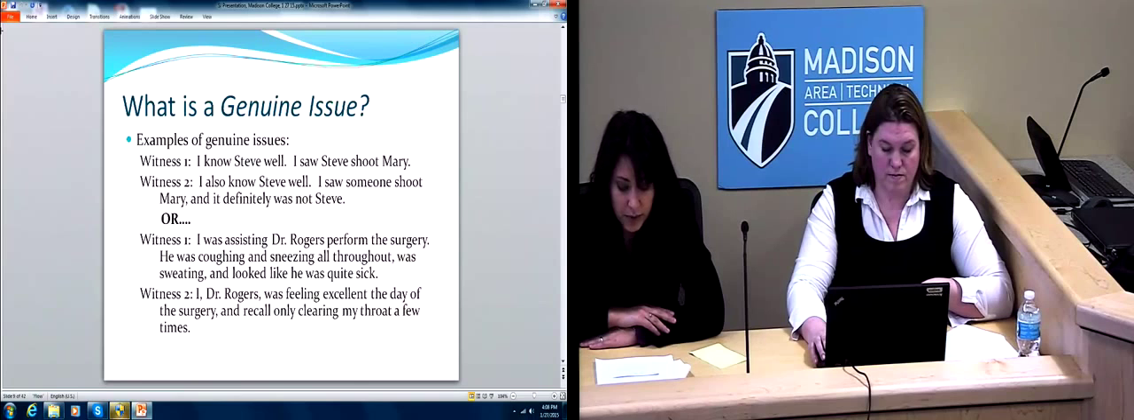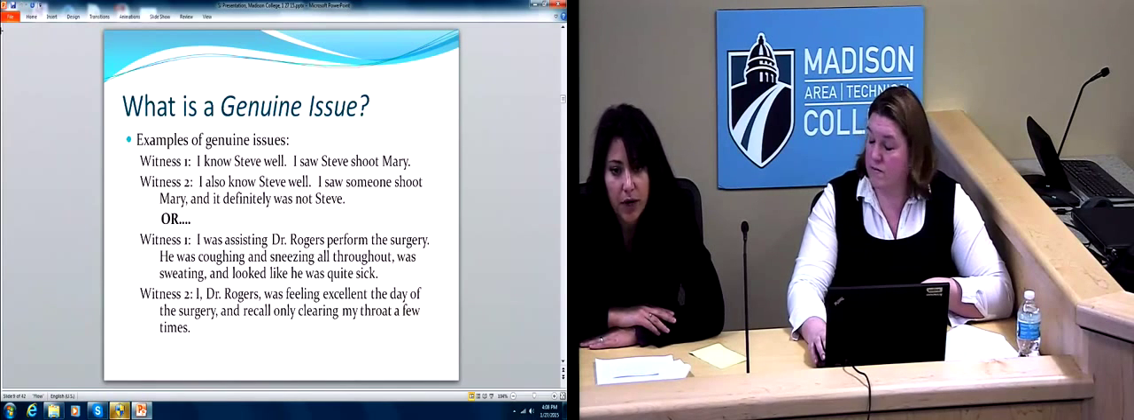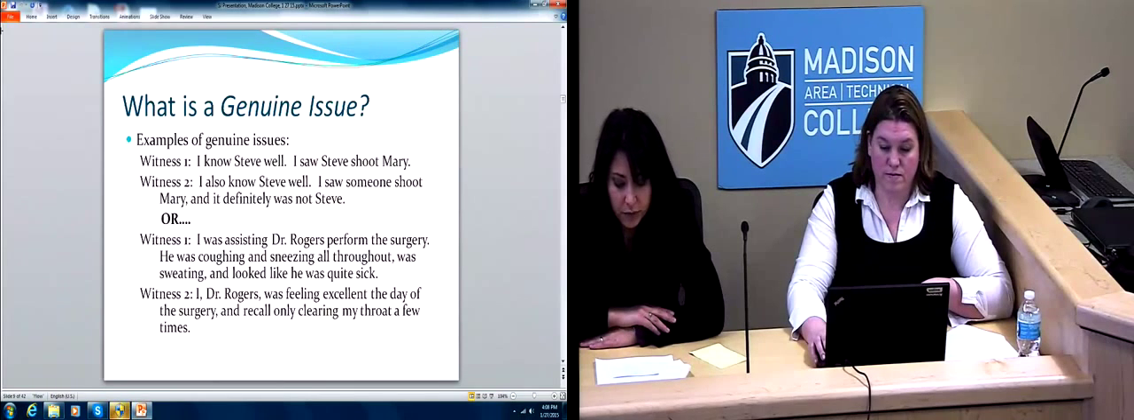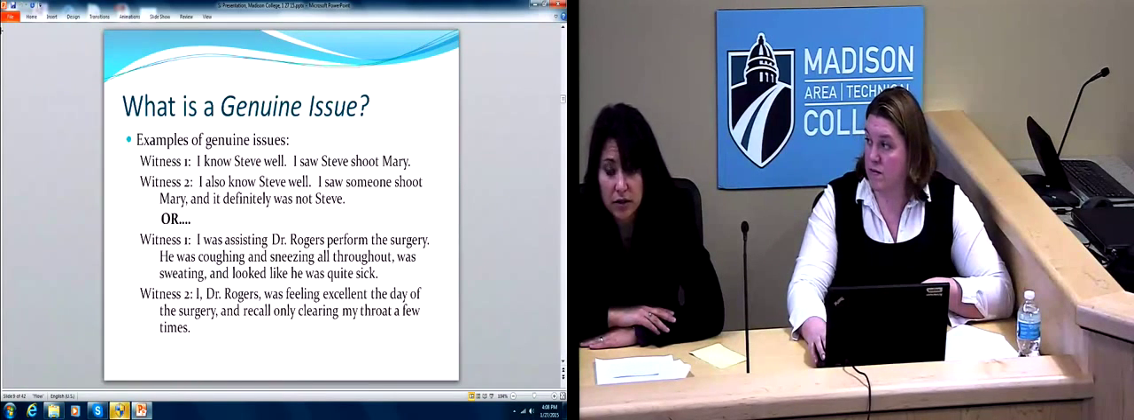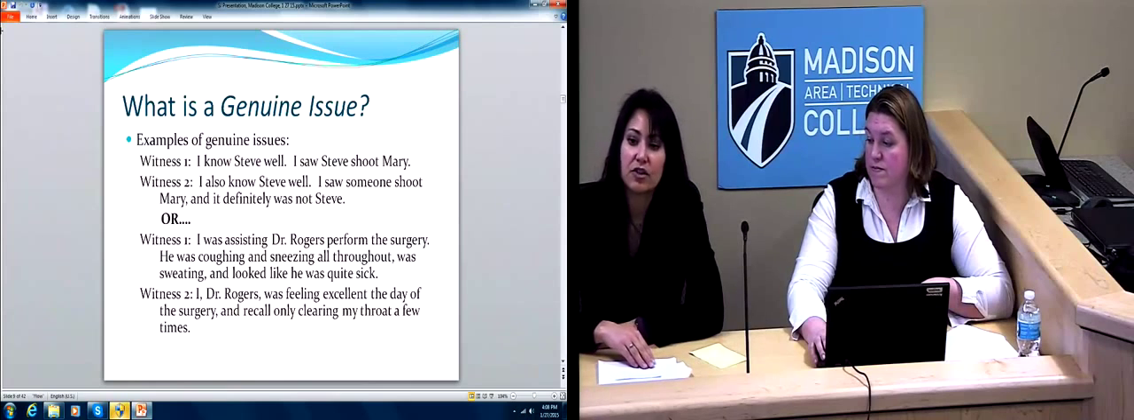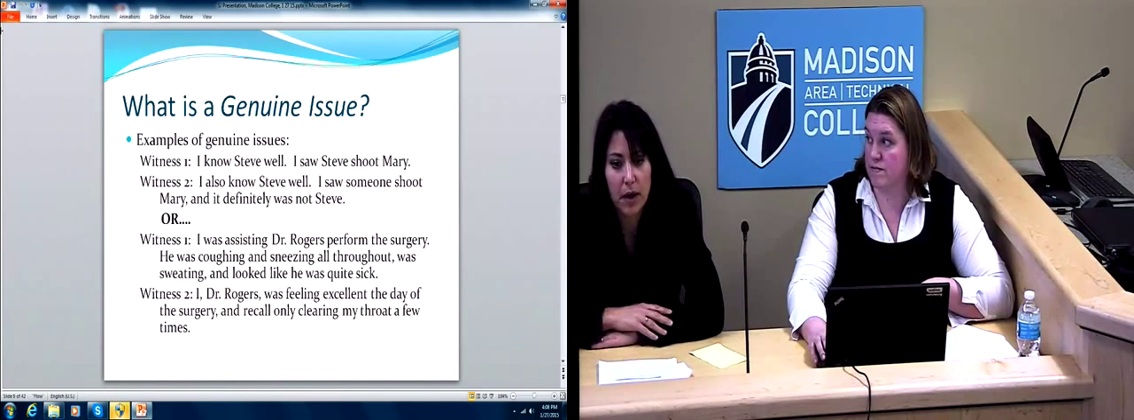Another example would be, say, in a medical malpractice case. Witness 1 says, I was assisting Dr. Rogers perform the surgery. He was coughing and sneezing throughout, was sweating, and he looked like he was quite sick. Dr. Rogers testifies for himself and says, I was feeling excellent the day of the surgery. I recall clearing my throat only a few times. So again, the jury's going to have to decide who's telling the truth. That's a genuine issue. It's a real disagreement about what happened.